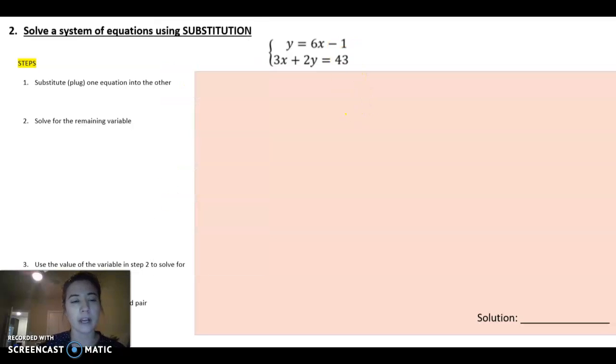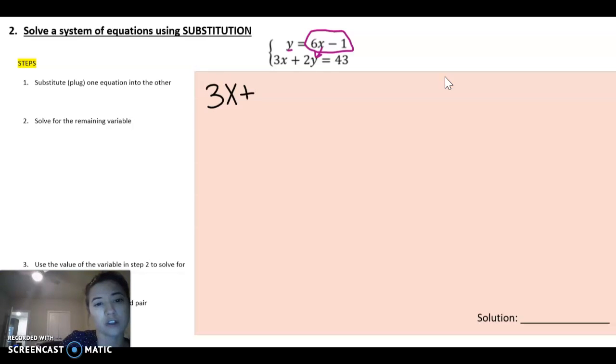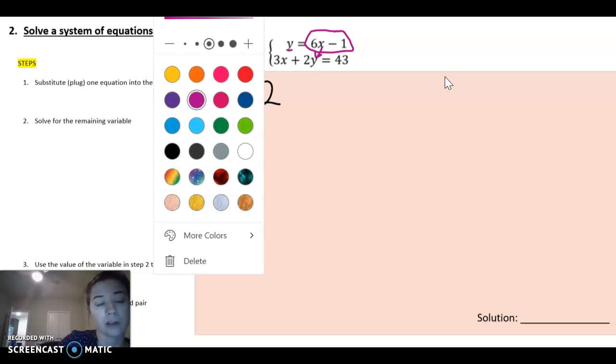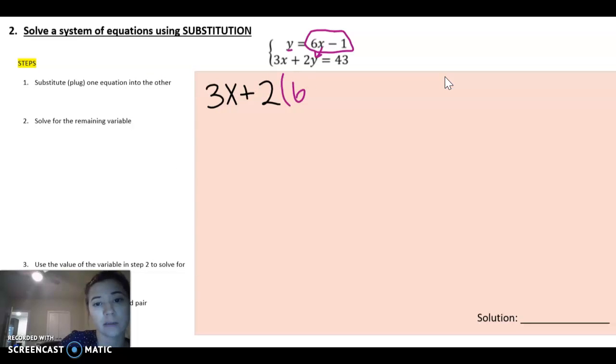I'm going to use the purple again. Okay, so solve the system. I see y by itself, so that tells me, okay, I'm going to use substitution because I could plug this in. So I'm going to take this and plug it where y is. So then when I write this down, we have 3x plus 2, and now we plugged in that expression, 6x minus 1. Remember to put it in parentheses to show that this whole thing is being multiplied by 2.